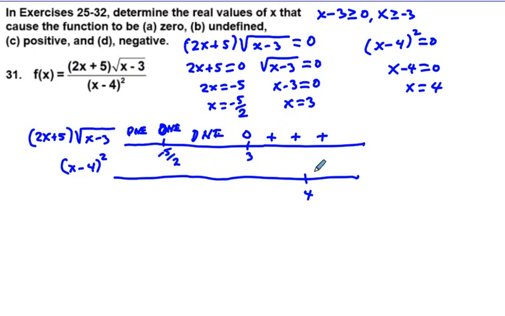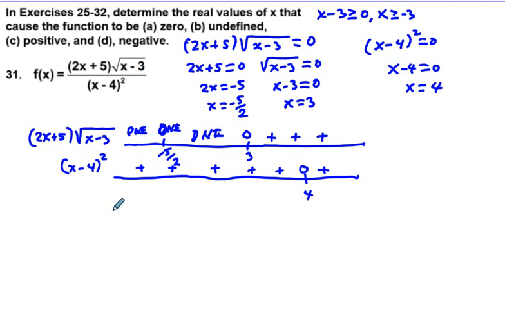And for our denominator, at 4 we have the value 0, but positive everywhere else. If we square a negative number, we'll have positives. We have positive, positive, positive, positive, positive, and positive.